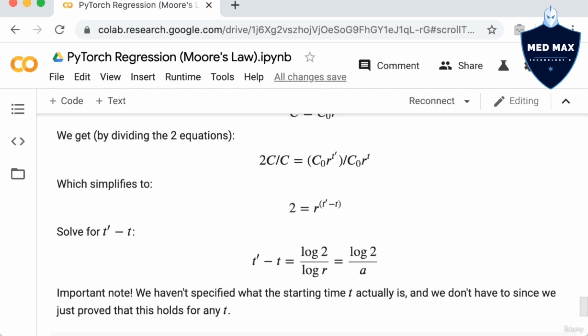We can rearrange this to get that t prime minus t is equal to log 2 divided by log r, which is equal to log 2 over a. Since we found a, this is just a number. And more importantly, it's a constant number. One important note is that the defining characteristic of exponential growth is that the growth rate does not change over time. In other words, the value of t itself doesn't matter. This same equation holds no matter what the value of t is. This is like saying the duration from t to t prime is always constant, and as you can see here, it's always log 2 divided by a.